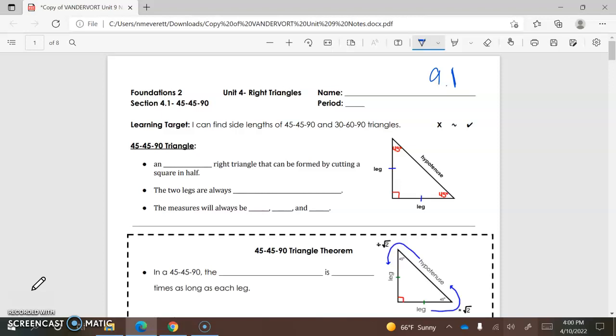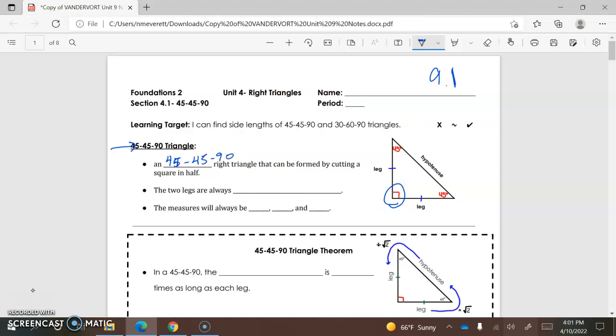So essentially what they are. We've been dealing with right triangles before, the ones that have 90 degree angles. But there are two specific types of right triangles that have special properties that we use in a lot of other stuff. The first one we're going to deal with is what we call a 45-45-90 triangle.